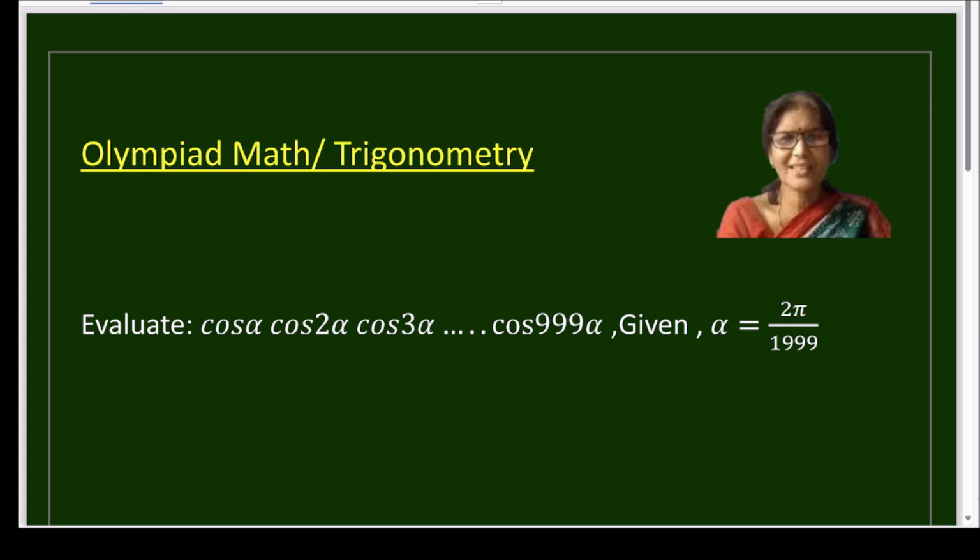Question is: evaluate cos alpha, cos twice alpha, cos 3 times of alpha, up to cos 999 times of alpha, given that alpha is equal to 2 pi over 1999.